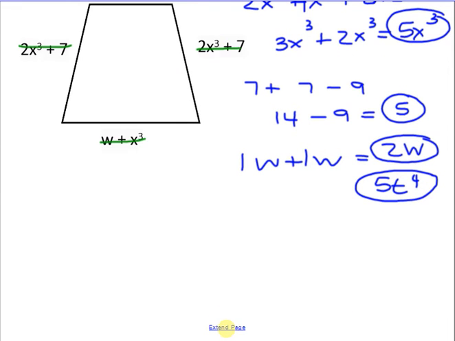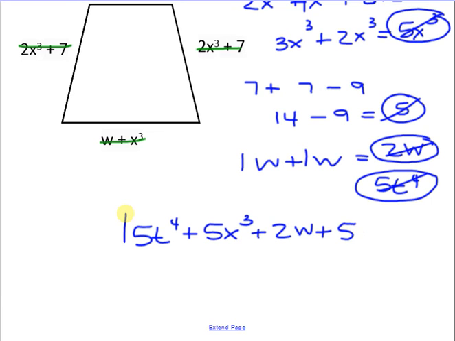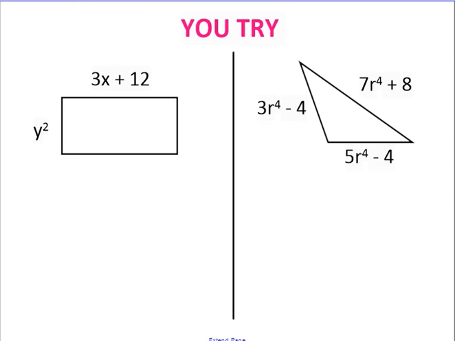So we need to put them in order for our final answer. The highest power goes first. The 4 is the highest power, so 5t to the 4th power. And then the 3 is the next highest power. He's positive, so plus 5x to the 3rd power. Plus, then the w's next, 2w plus 5. And that's it. It's long, but it wasn't too hard. Alright, you go ahead and try these two on your own.